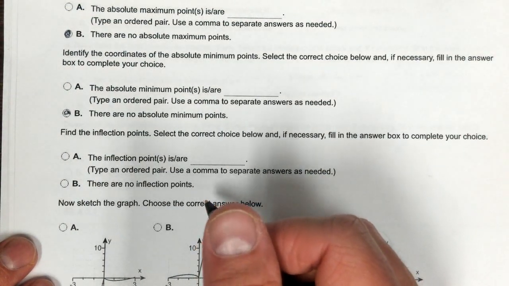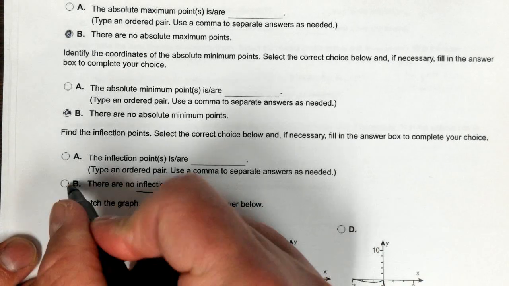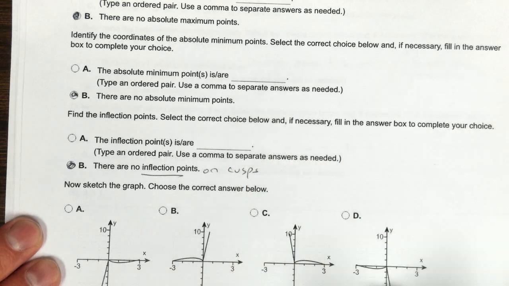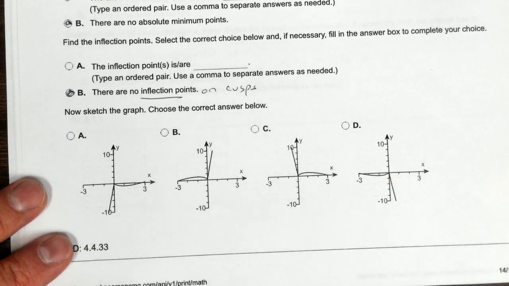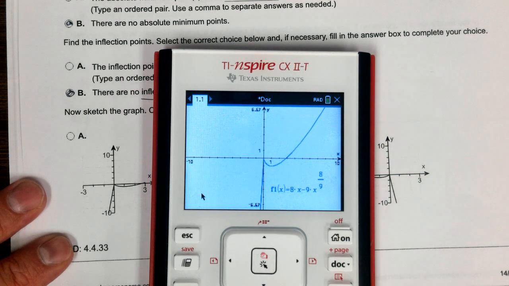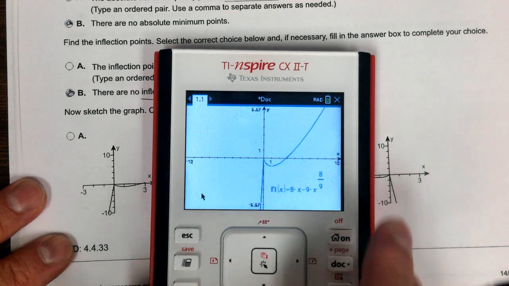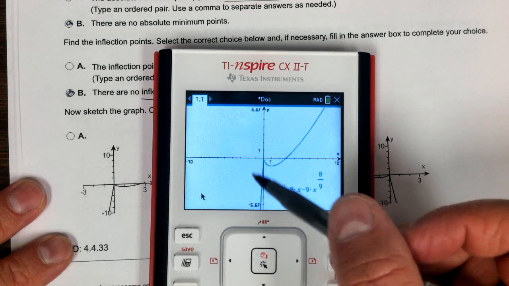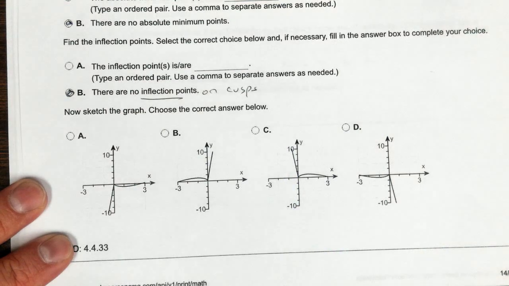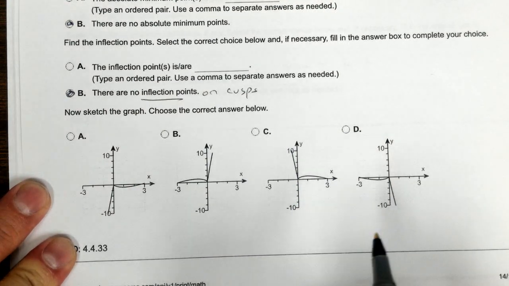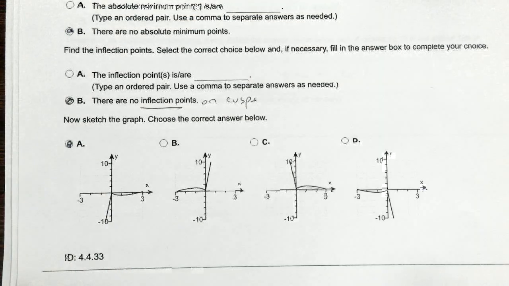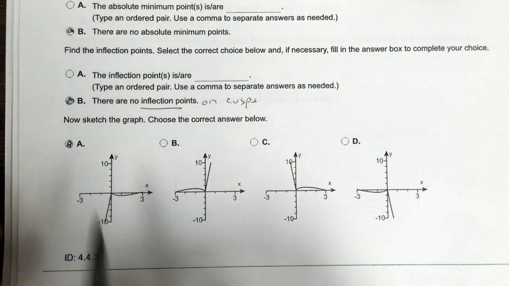And there's no inflection either. So there's no inflections on cusps. So that's just something to remember. So you don't do your halfway thing for the cusp. And you know it's a cusp because it's like a sharp turn and connects a line and a curve. And so that's the A graph in my case. Okay, so that was the A graph.